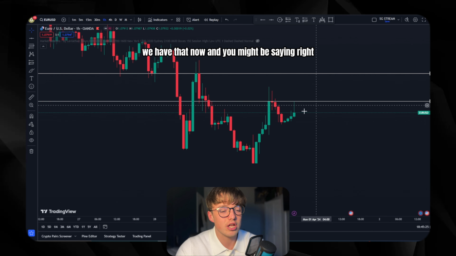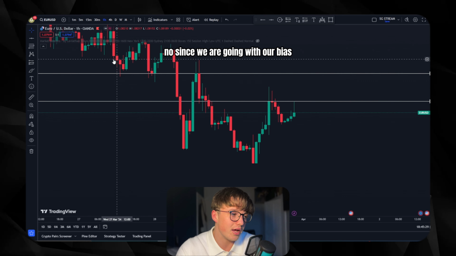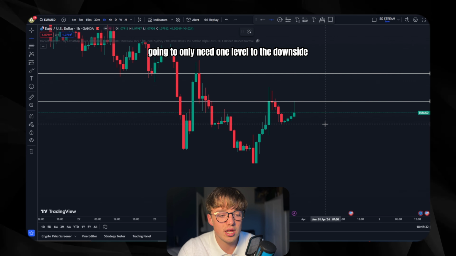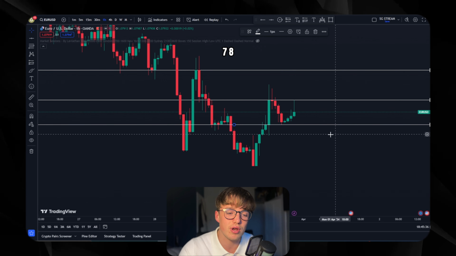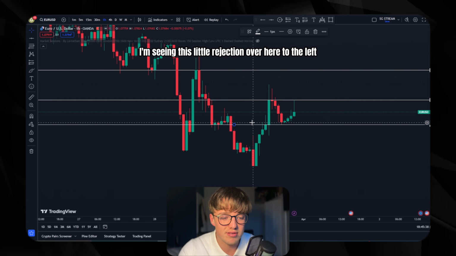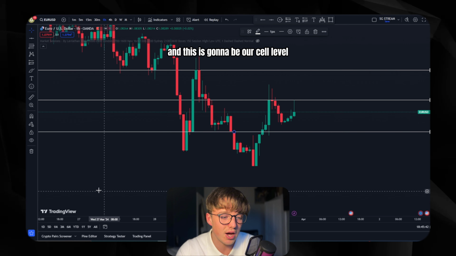We have that now, and you might be saying, right, do we need 2 levels to the downside? No, since we are going with our bias, we are only going to need 1 level to the downside. Now, there's sort of a level here at 107,874. However, I am seeing this little rejection over here to the left, so we're going to push this down a little bit, and this is going to be our sell level.